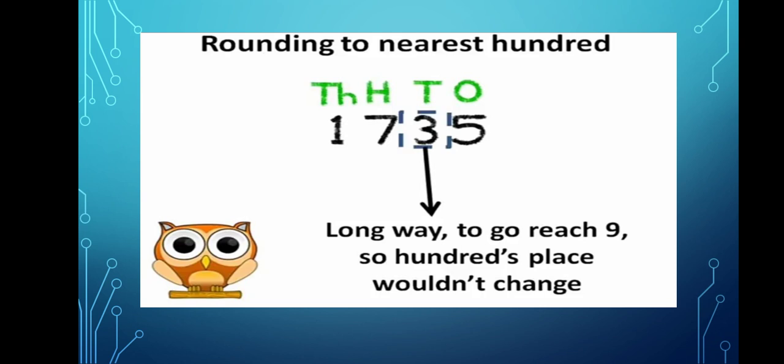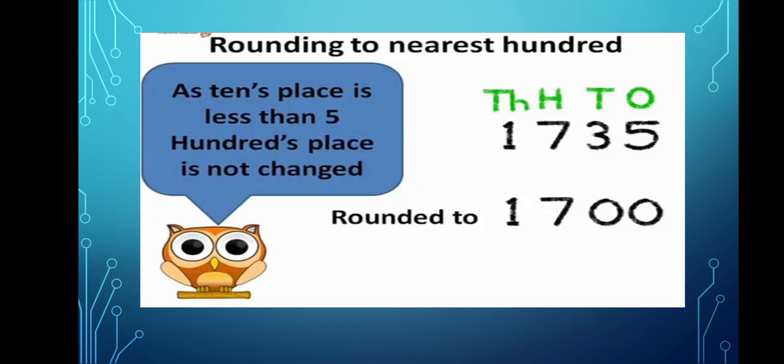The given number is 1735. Here, at the 10's place, we have 3. And 3 is less than 5. So the 10's place has a long way to reach 9. So the 100's place will not be increased by 1. Hope you are understanding it.